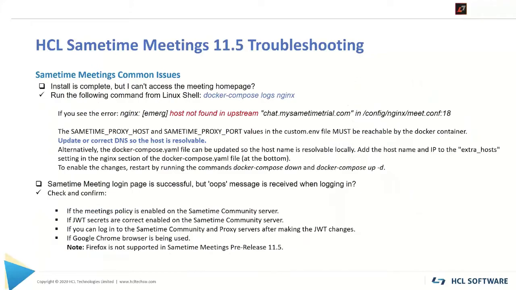So here's a couple of examples from a log file. I got install complete, but I can't access the meeting homepage at all. I'm getting an error response, so I'm not even getting to the login part. I'm going to look at the NGINX logs, and I'm going to see if I see an error like this: host not found in upstream. This means that the proxy server's host name that you gave it during the install is simply not resolvable to the Docker container. So ideally, we want those in the public DNS.